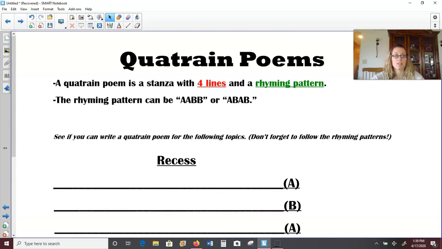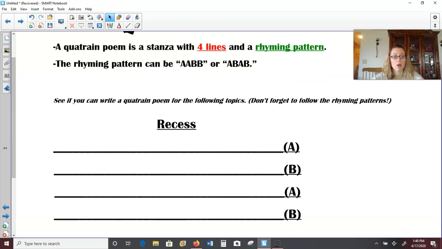Next type of poem that I want to teach you about is a quatrain poem. And if you recall from math, we've been learning about shapes, and quadrilaterals have 4 sides. So a quatrain poem is a poem that has, you guessed it, 4 lines to it. But something unique about a quatrain poem is that it has to rhyme, and there has to be a rhyming pattern. The rhyming pattern can be A-A-B-B, which means the first 2 lines of the poem rhyme, and then the last 2 lines of the poem rhyme with one another. Or it could be A-B, A-B, meaning every other line of the poem rhymes.